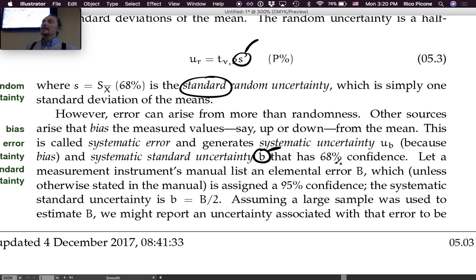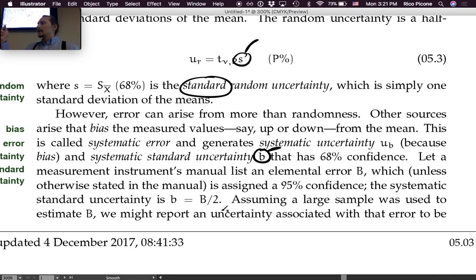So we wanted the 1 standard deviation, the standard uncertainty, b, systematic uncertainty, and so we had to divide big B, the 95%, the 2 standard deviation one, by 2 to get to it. Assuming a large sample was used to estimate b, which we always assume, because unless we know otherwise, unless they say, oh, this estimate is based on 20 measurements, then we know that n was 20, right? But unless they say otherwise, we just assume it was big.